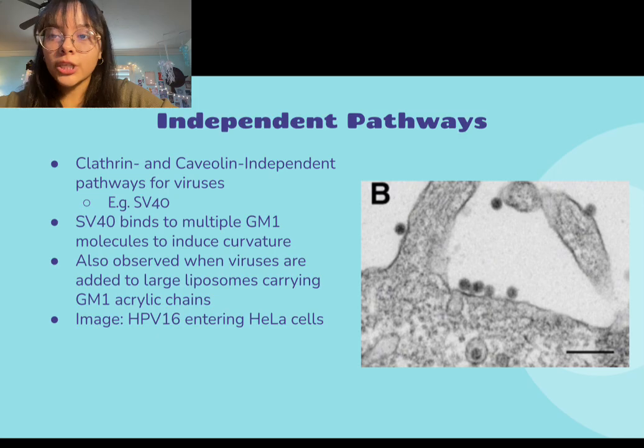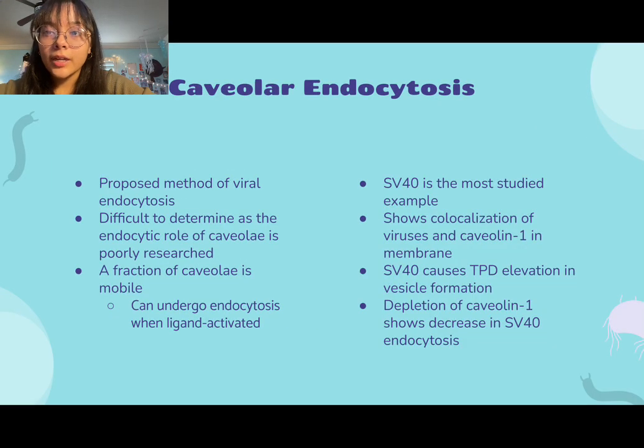By binding multiple GM1 molecules, SV40 generates membrane curvature and appears as though the plasma membrane is wrapping itself around the virus particle. The image shows human papillomavirus 16 entering HeLa cells via a mechanism similar to macropinocytosis, where a filopodia is bound and the endocytic process is activated independently. Caveolar endocytosis is a proposed method of viral endocytosis, but is difficult to determine as the endocytic role of caveolae in cell life is poorly researched.